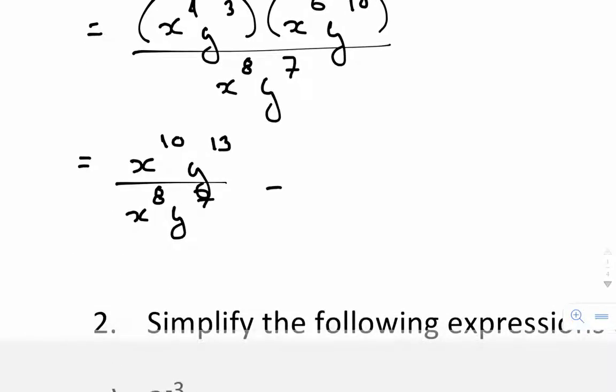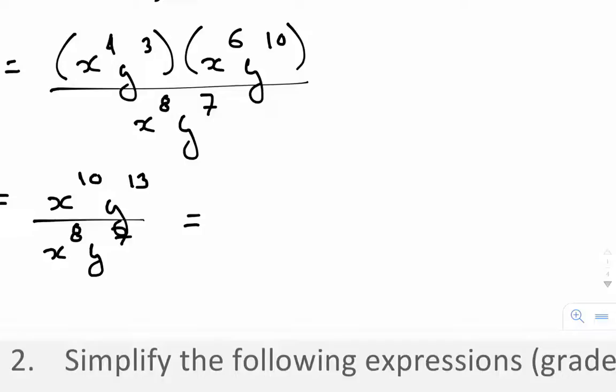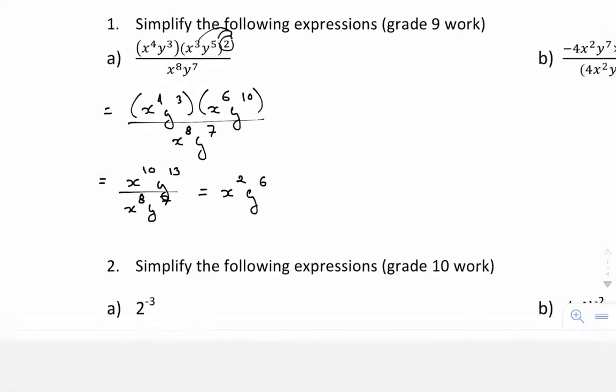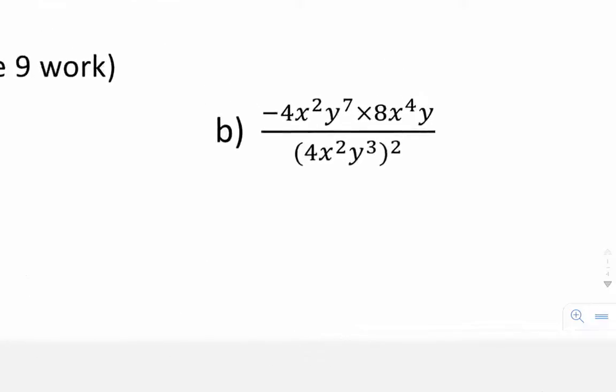And finally, I'm left with just some simple division, in which case I'm going to subtract the 10 and the 8. So I get x to the exponent 2, and I'm going to subtract the 13 and the 7 to give me y to the exponent 6. And there is your first problem there worked out for you. For the second one, again, I would recommend you try these on your own first before seeing the solution. You could pause it here if you'd like.